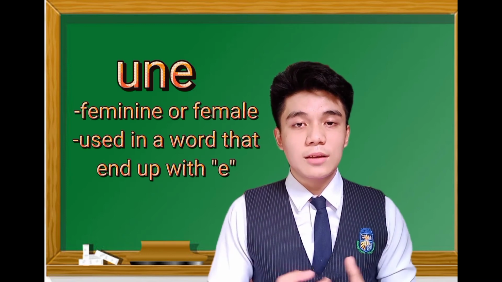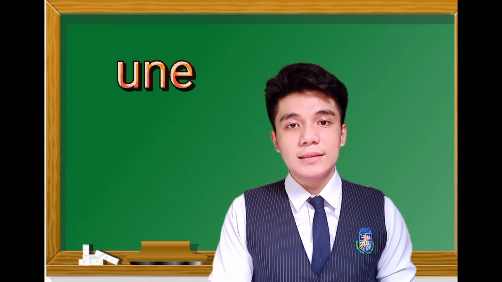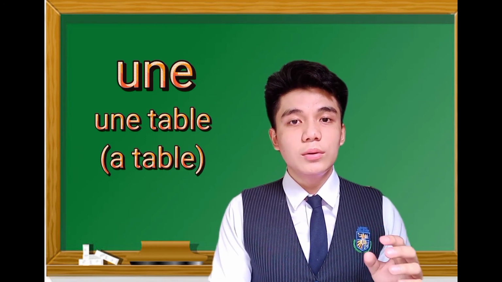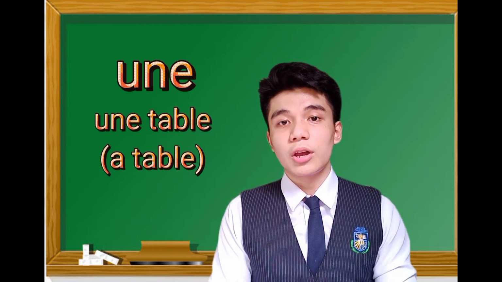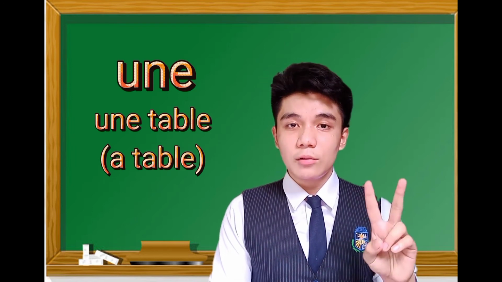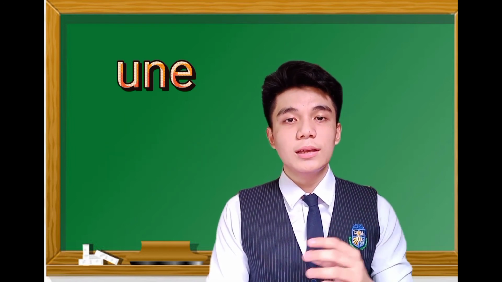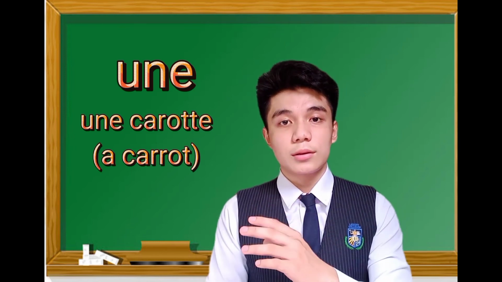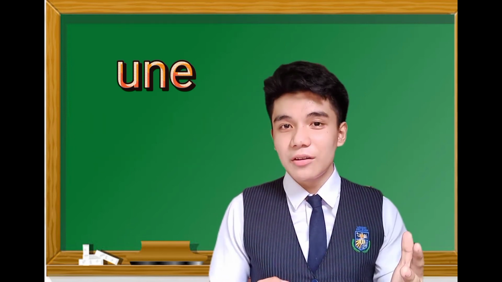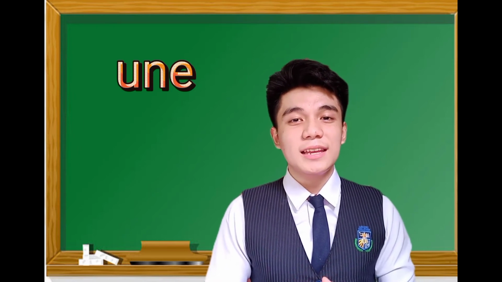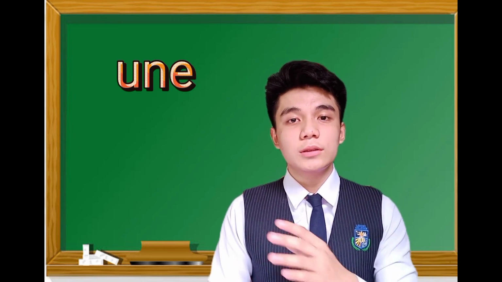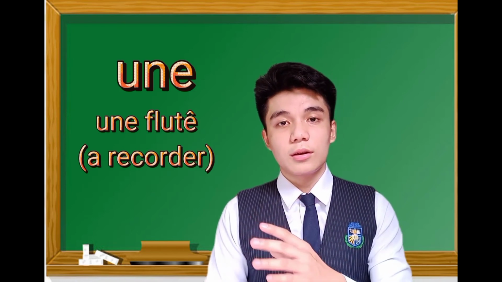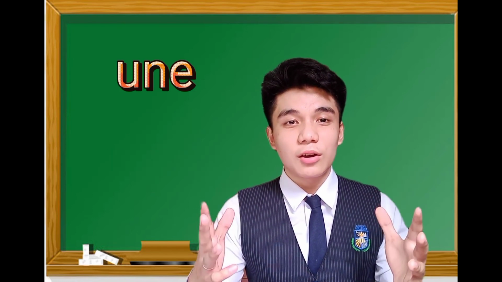So let me give you some examples. The first one is une table, or a table. The second one is une carotte, or a carrot. And the last one is une flûte, or it means a recorder.